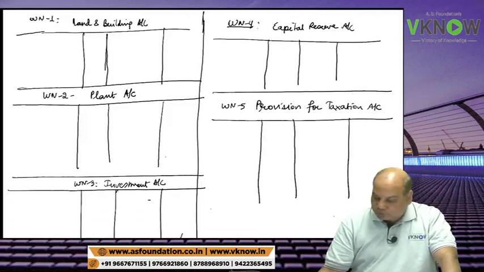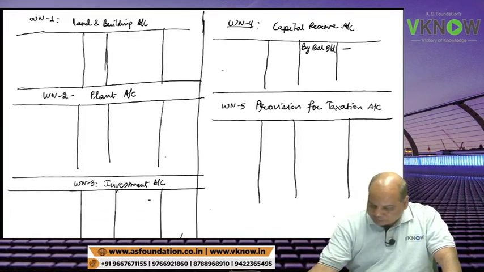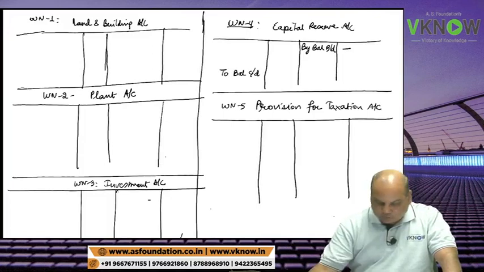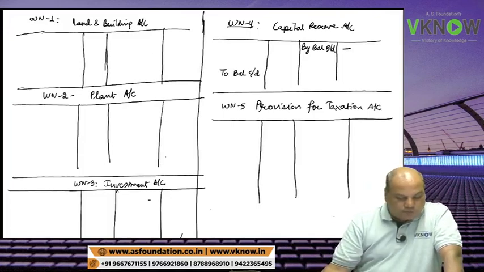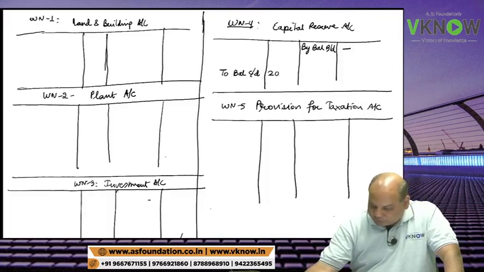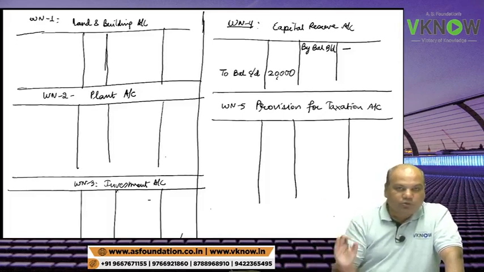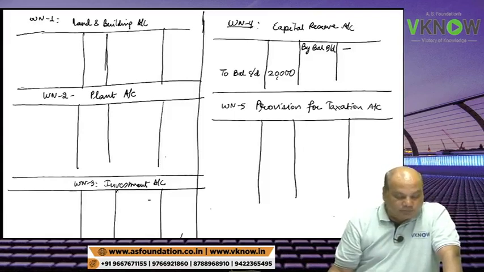Then we have capital reserve in the question. Capital reserve opening balance, by balance brought down, is nil, but it has a closing balance. Working note 4, by balance brought down, to balance carried down. Just write down here 20,000. I will come back to this. We will not change the sequence. We'll go line by line, and then you don't miss anything.